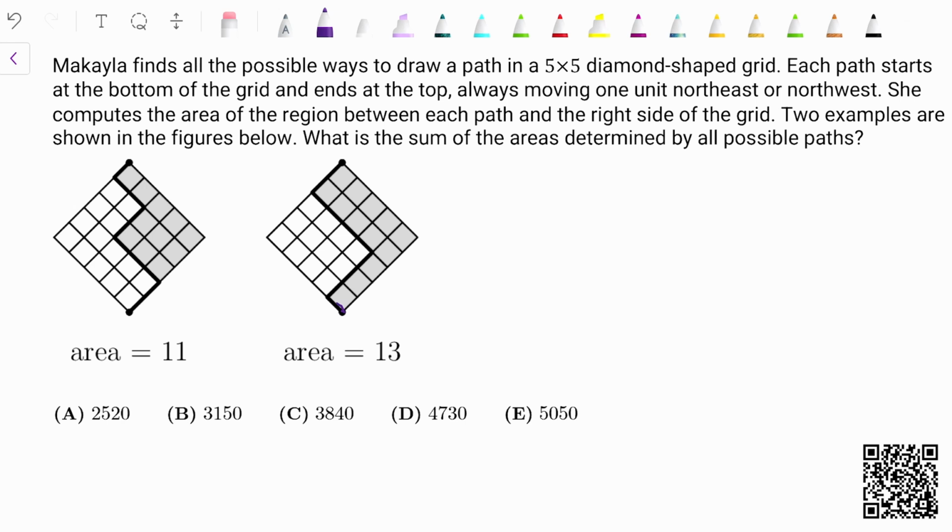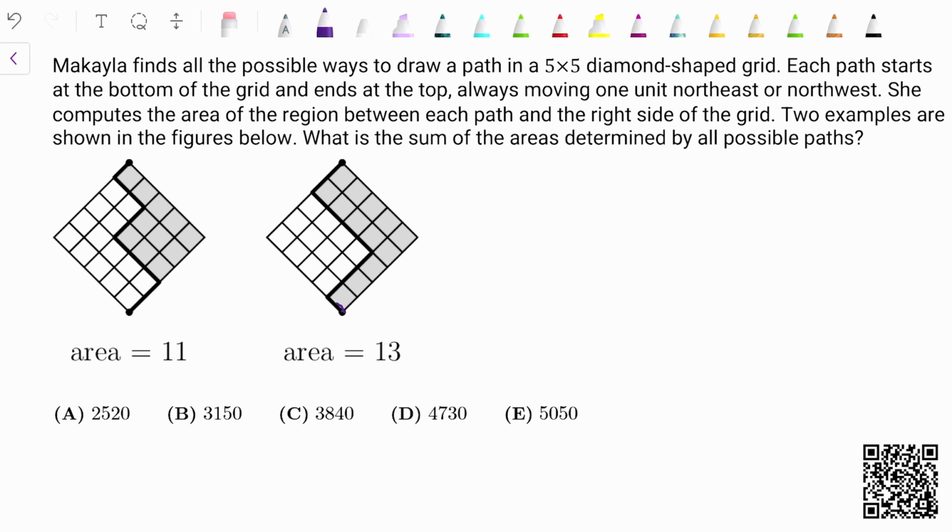It's problem number 25 of the 2025 AMC8. Michaela finds all the possible ways to draw a path in a 5x5 diamond-shaped grid. Each path starts at the bottom of the grid and ends at the top, always moving 1 unit northeast or northwest. She computes the area of the region between each path on the right side of the grid. 2 examples are shown in the figures below. What is the sum of the areas determined by all possible paths?